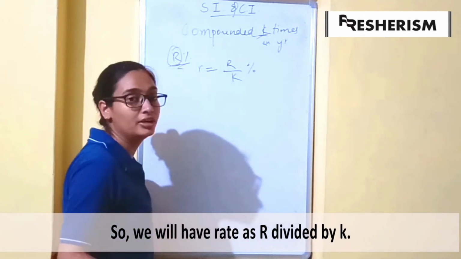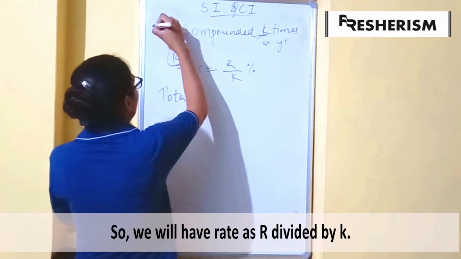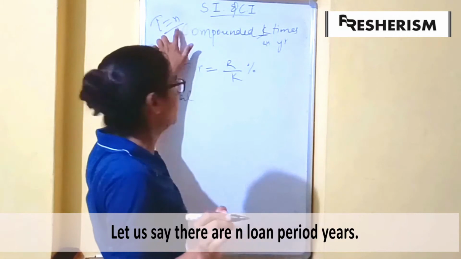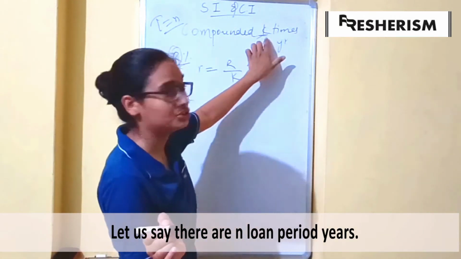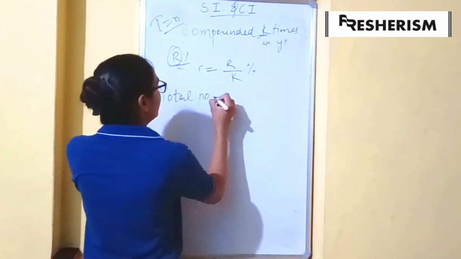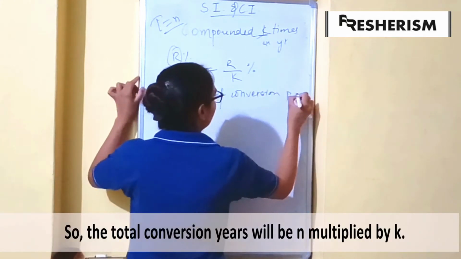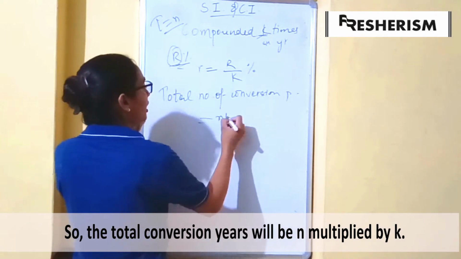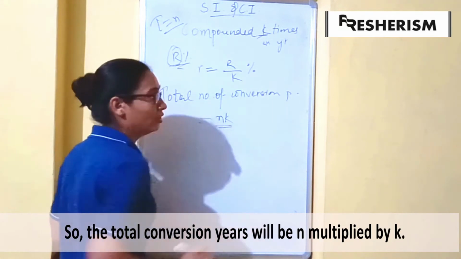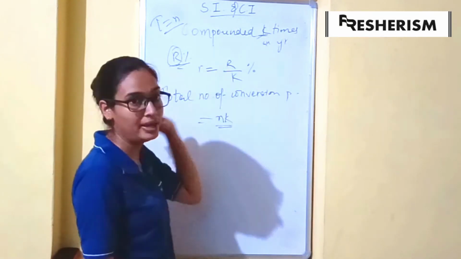And how many total conversion periods would be there? Let us say that we have loan period as n years. So this is a total loan period as n years, and there are k conversion periods every year. So the total number of conversion periods would be equal to n times k, as there are n years and k conversions per year. So nk is the total number of conversion periods, and the rate per conversion would be r by k%.